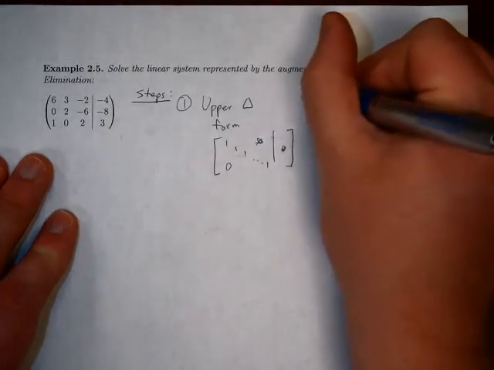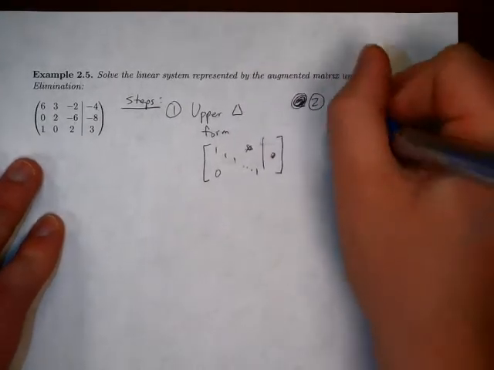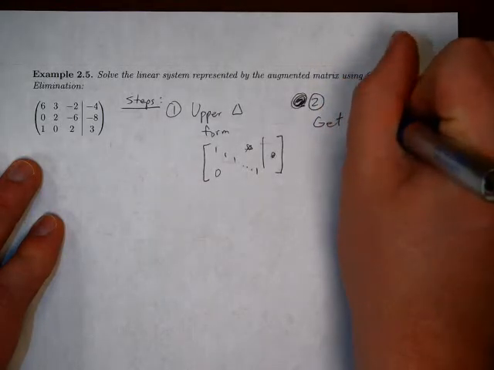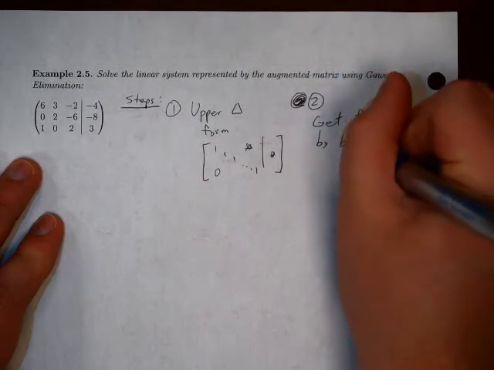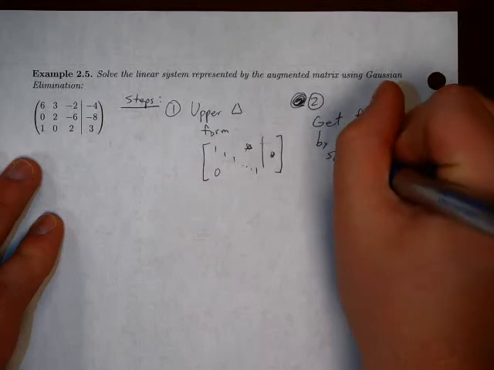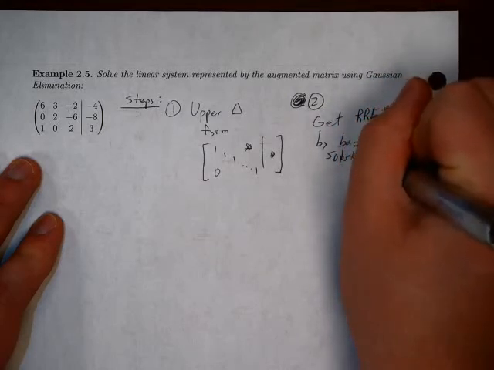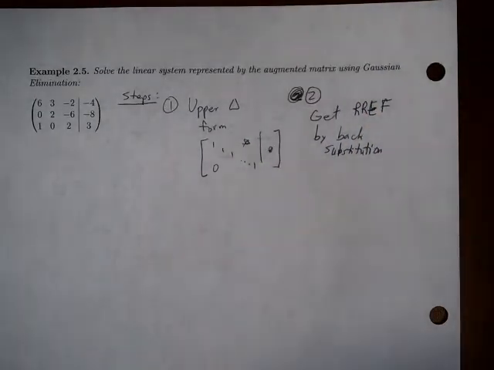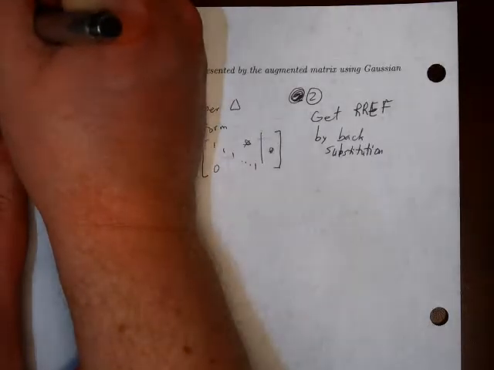And then step 2, that is a 2, I promise, is to get reduced row echelon form by back substitution. So we want to go ahead and use those 3 row operations we talked about in order to get our leading ones.